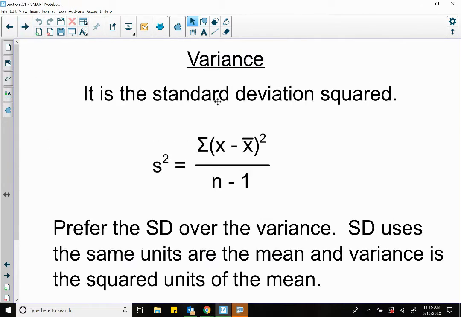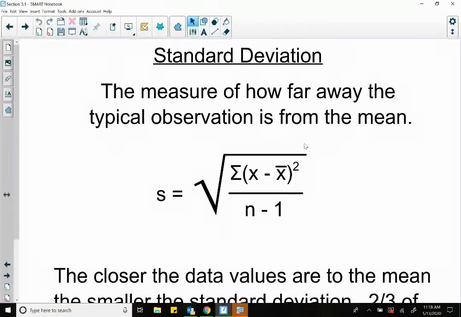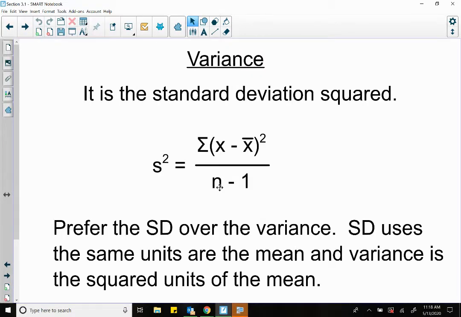Another thing that you can use to talk about variability, but we don't use it all that much, is what we call the variance. It is basically the standard deviation squared. So in other words, if you took this standard deviation formula and didn't square root it, that's the variance. This is that same formula without the giant square root. Just so you know, we prefer the standard deviation over the variance.